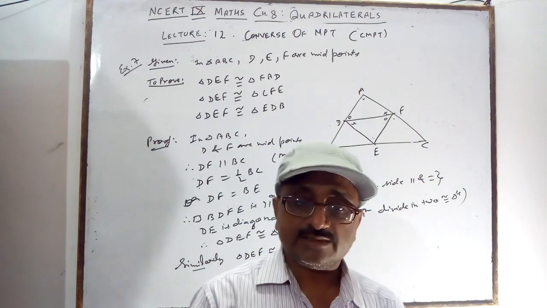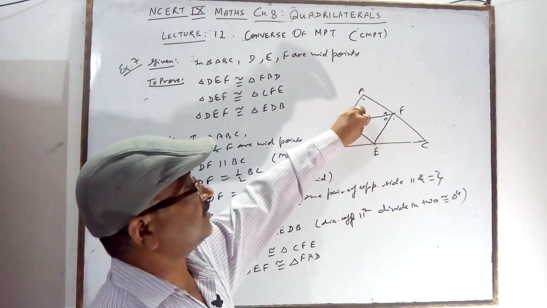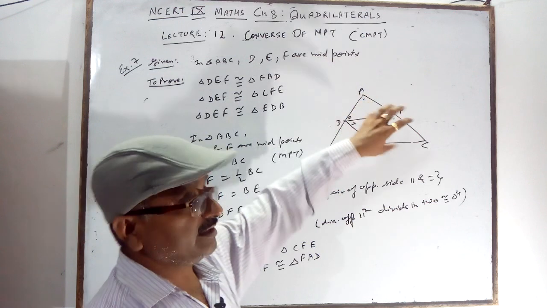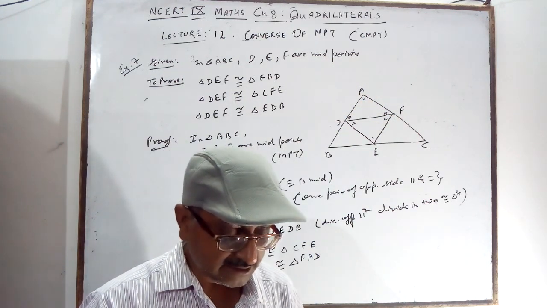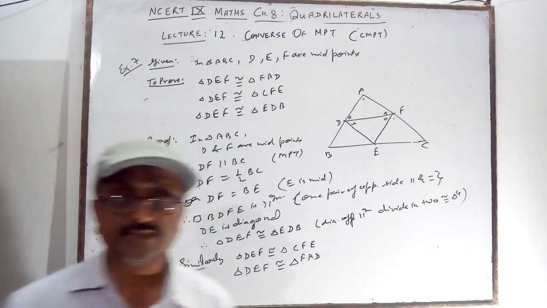So the line joining the midpoints of three sides of a triangle gives four triangles which are congruent. That's all for today, and in the next lecture you will get the rest of the examples and start the exercise.